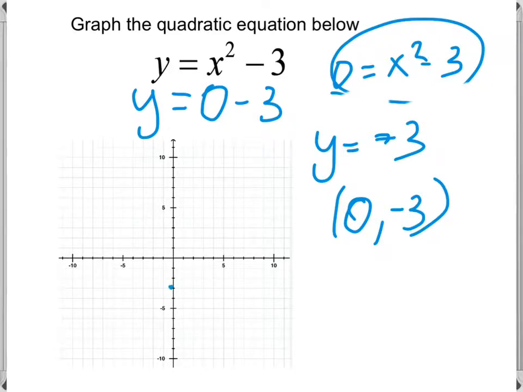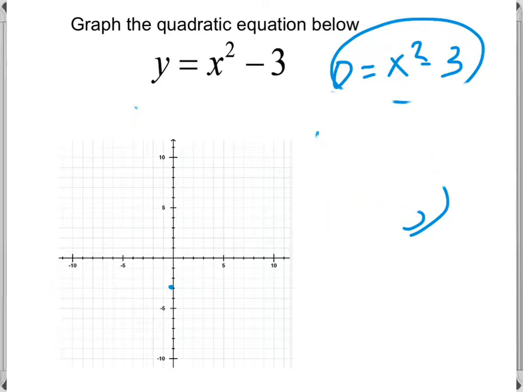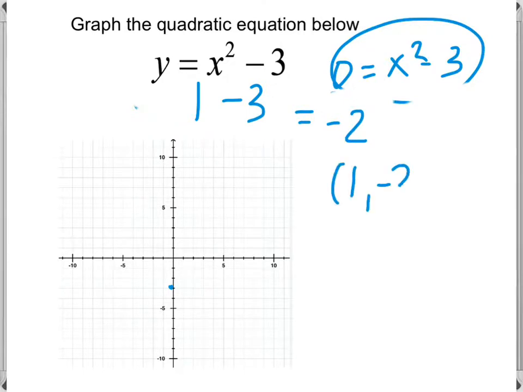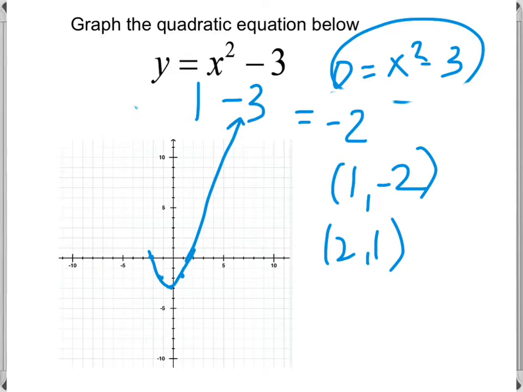That's my vertex. And I can still, if I put 1 in the equation here, I could get 1 squared, which is 1, minus 3, which is negative 2. So a point would be 1, negative 2. Okay, so 1 and negative 2 would be here. And so I know another point would be on this other side. So again, I could put 2 in there. If I put 2 in there, I'd get 1 back. So 2, 1, and in this manner I might want to get one more point, but here's how you can graph it.